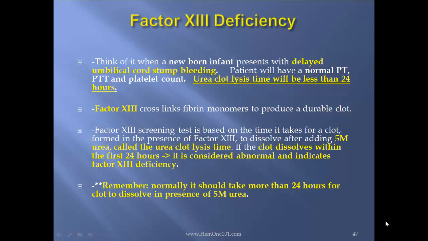Now, factor 13 deficiency. Think of it when a newborn infant presents with delayed umbilical cord stump bleeding. Patient will have a normal PT, normal PTT and platelet count, and the urea clot lysis time will be less than 24 hours. Think factor 13 cross-links fibrin monomers to produce a durable clot.